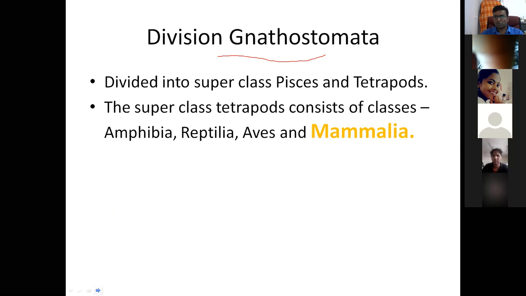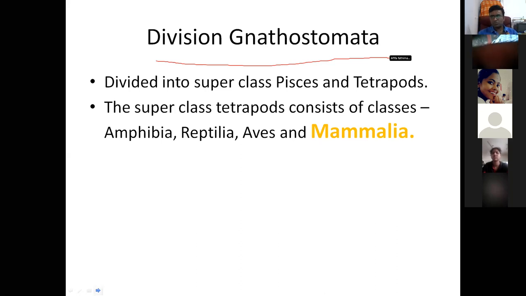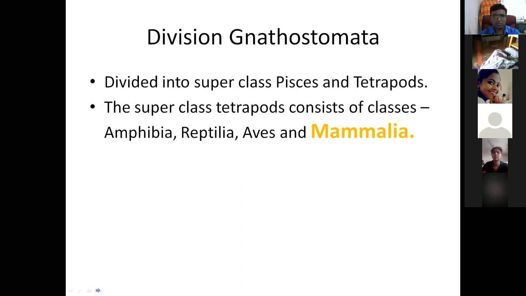These are the ones where the mouth is surrounded by the jaws, right? It is further divided into two groups. One is superclass Pisces and the other superclass Tetrapoda. The superclass Pisces, as you all know, is the group consisting of all kinds of fishes. And the next one, the superclass Tetrapoda, consists of four important classes: amphibians, reptilia, aves, and mammals. Okay, so these are the four different classes which come under the superclass Tetrapoda. Clear? This is a brief classification of the entire animal kingdom.